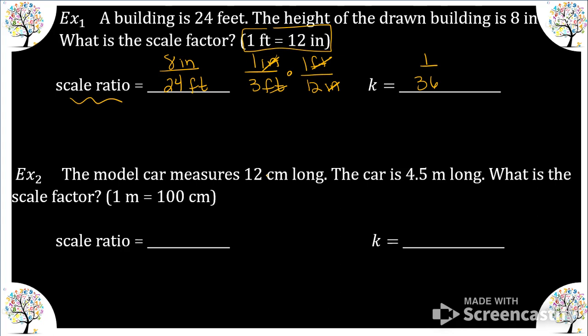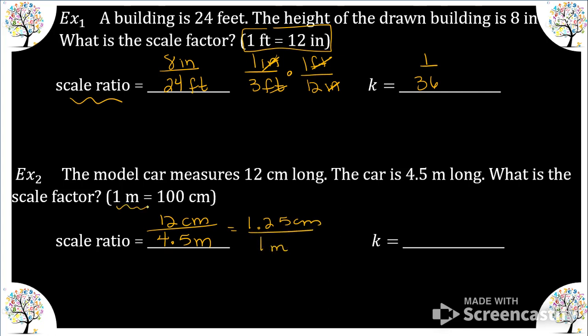Okay, the model car measures 12 centimeters long. The car is actually 4.5 meters long. What is the scale factor? Let's first do our scale ratio. So the model is 12 centimeters. The actual car, 4.5 meters. Let's simplify this. I'm just going to use my calculator and simplify. And we're going to get 1.25 centimeters over 1 meter.